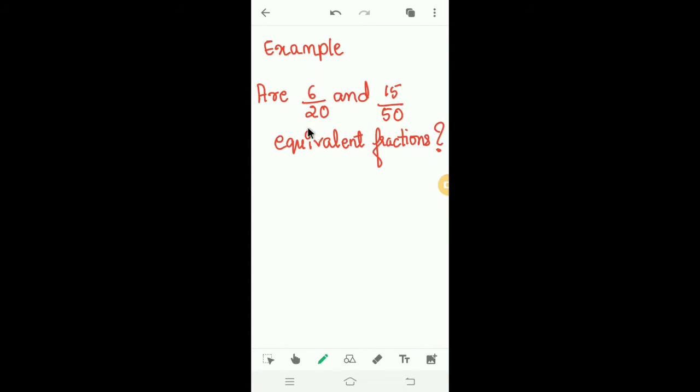Another quick method to check whether two or more fractions are equivalent is to multiply the numerator of the first fraction by the denominator of the second fraction, and to multiply the denominator of the first fraction by the numerator of the second fraction. If both the products are the same, then the fractions are equivalent.